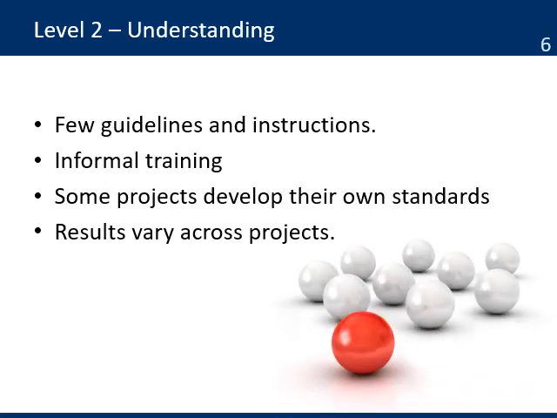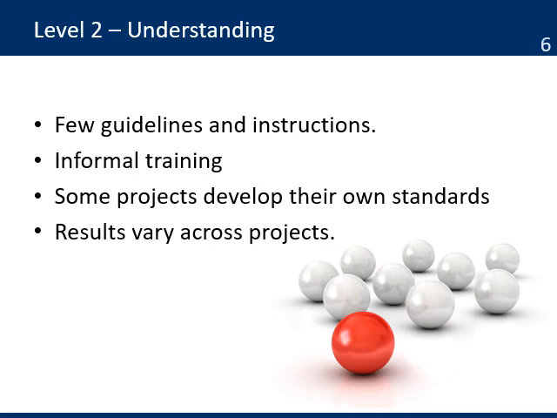In level 2, understanding, the characteristics are: the organization has developed some guidelines for project management, but they are not enforced. Some people are taking courses on basic project management. Some units or projects start their own project management standards, but there is little sharing outside those units, and results vary across the projects.